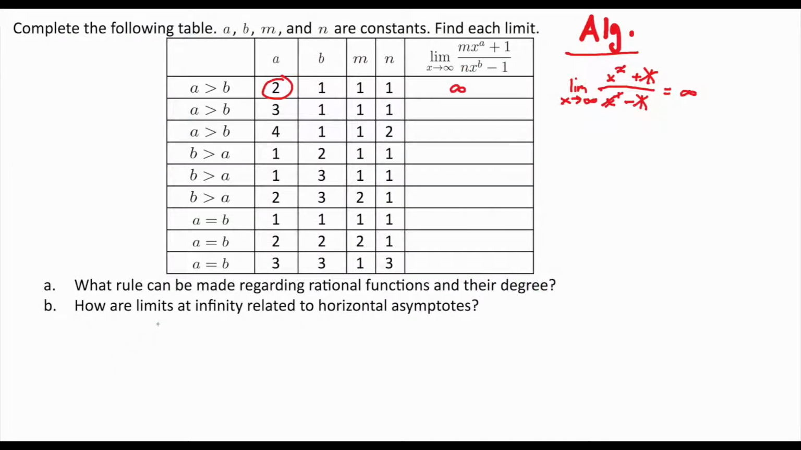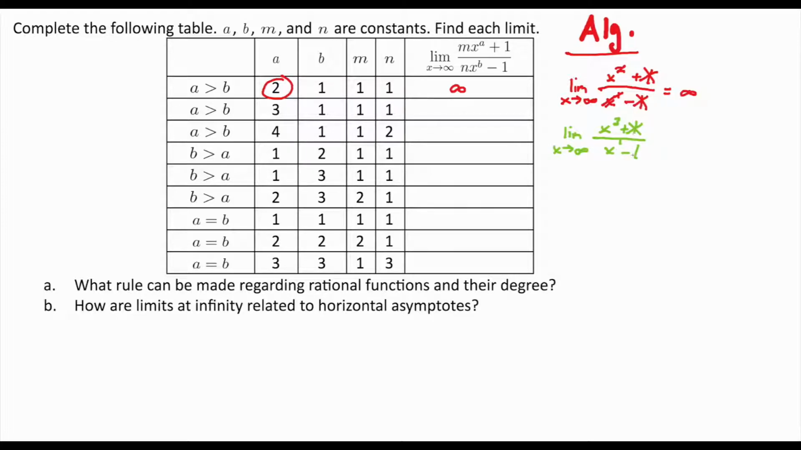Okay, let's do the next one. This time, A is going to be 3. So instead of A being 2, it's going to be 3. So I'm going to rewrite this really quick. So you end up with the limit as x is going to infinity of x to the third plus 1 over x to the first minus 1.